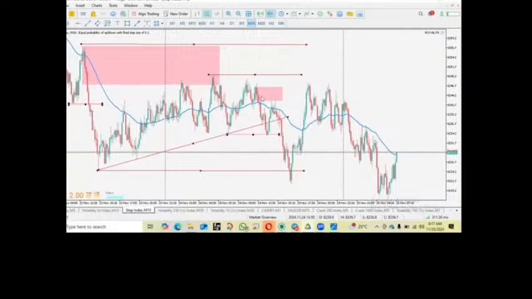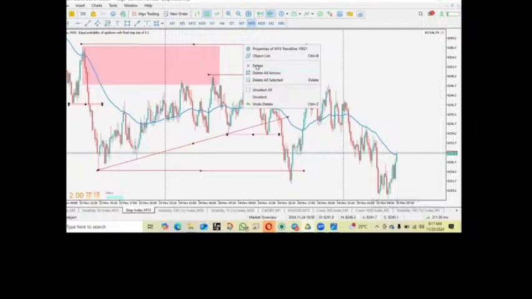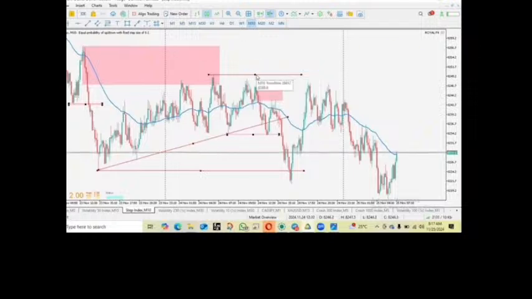But let me show you the second example, which I actually participated in. This second one, I took the trade, and that's the very one I showed you guys earlier in this video. So let's go ahead and see how this played out.